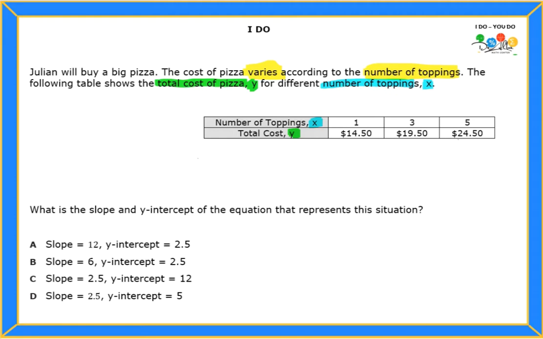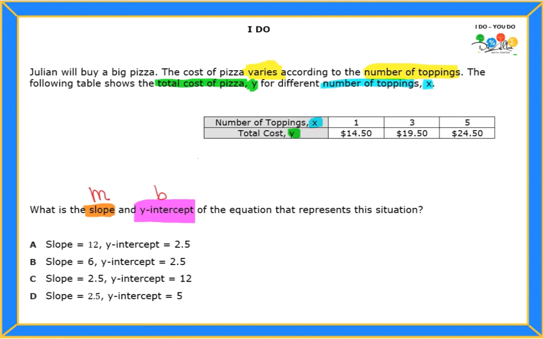Okay, so what is the question asking me to find? Well, the question says, what is the slope? And I need for you guys to remember that there's another, not a word, but a letter that represents the slope, which is M. Very good. What's the next thing that they want me to find? Well, they want to find the Y-intercept. Do you remember what letter represents the Y-intercept? B, okay? And that will come from the Y equals mx plus B.